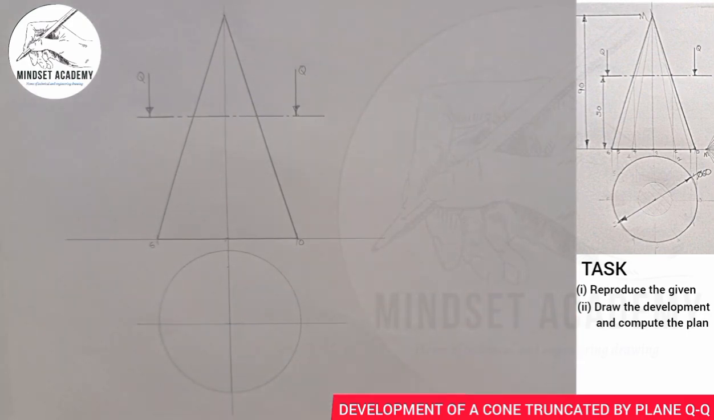Before I come back to this, let's develop this given figure here. So the first step is to divide the circle into what? Into 12 all together. So when I divide it into 12, this is what I am going to be having.